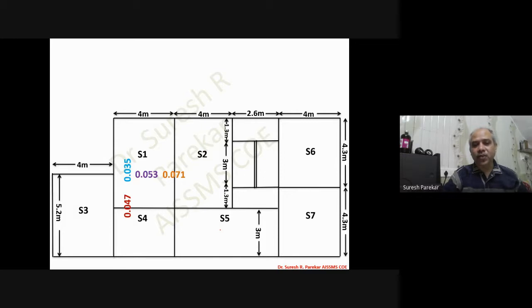For slab S2, we have the case that is again two adjacent edges discontinuous, because on this side is the staircase, so it is discontinuous on this side, and then we have discontinuous on this side. So continuous on two adjacent edges, and so it remains the same, that is 0.071, 0.053 along short span, and 0.047, 0.053 along long span. Now we will go to S3.